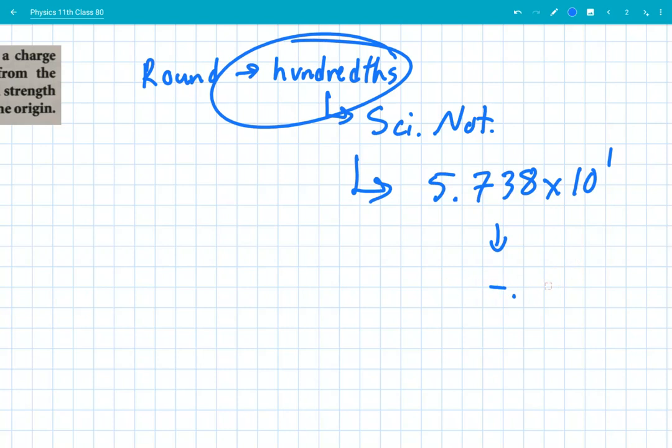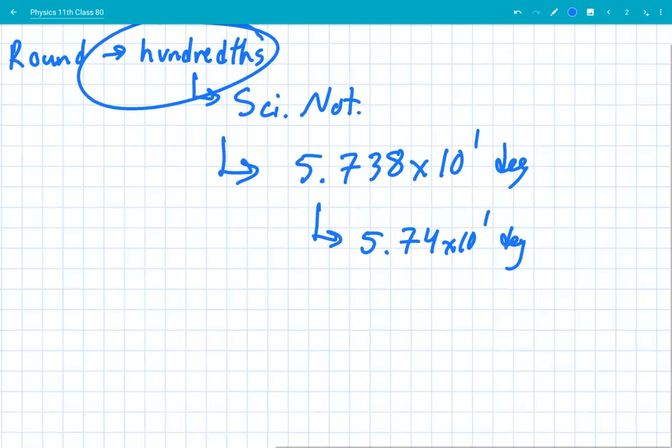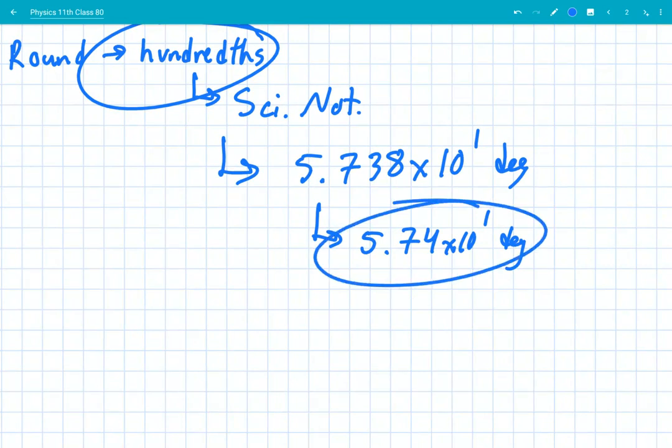So if you're going to round this number, and in all your intermediate calculations you're rounding to the nearest hundredths, the number that you'll use is going to be 5.7. Now this 3 becomes a 4 because of the 8, right? So 5.74 times 10 to the 1 degrees. I don't think that you get this exact angle in your processes, but here's an example. We all know that this is 57.4 degrees, but here's the number that you should be using in your processes so that we can all agree on the same answer in the end.